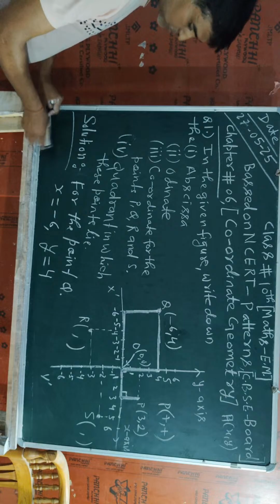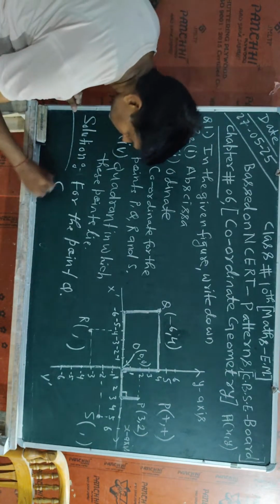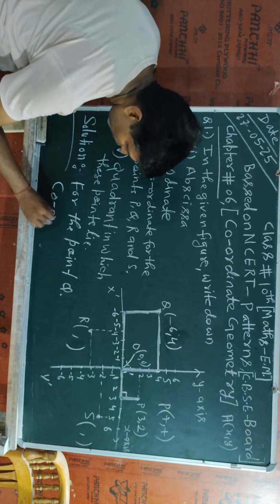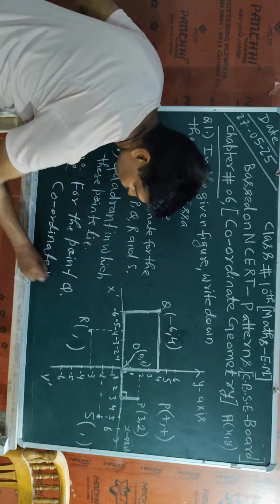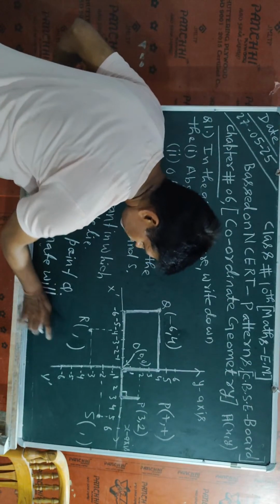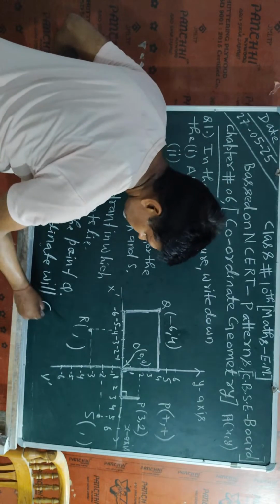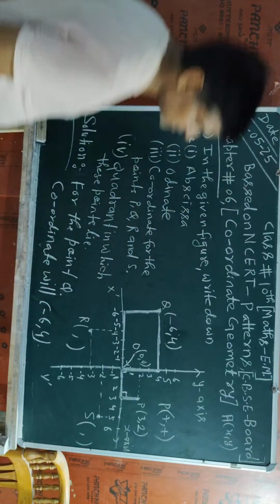For the point Q, the coordinate will be, I will say the coordinate will be in this way, (-6, 4). So this is the answer.